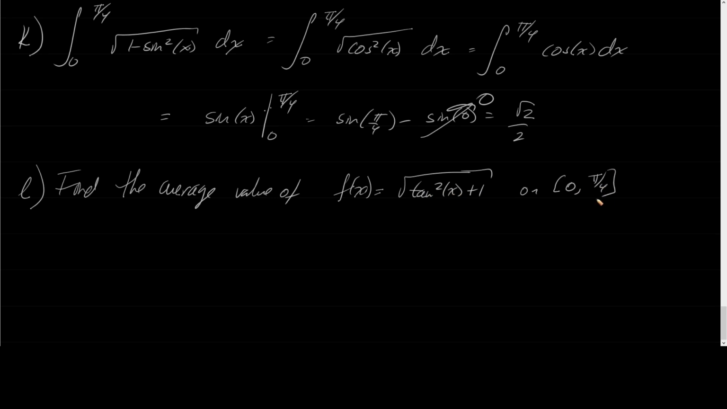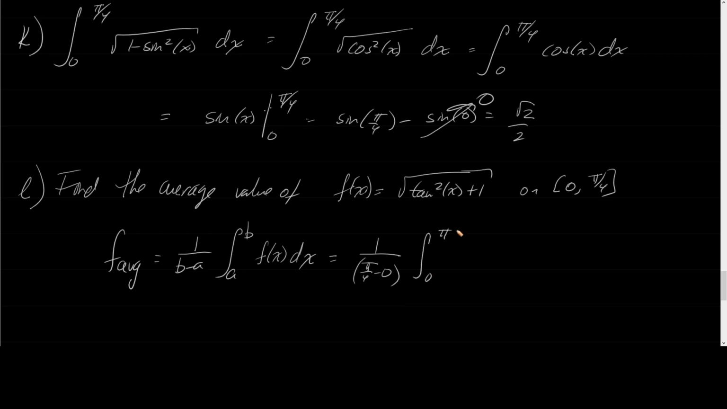All right, so first we need to figure out what the average value formula was. If you remember this, the average value of a function is 1 over b minus a times the integral from a to b of f of x dx. And in this case, what does that mean? This means 1 over pi over 4 minus 0, times the integral from 0 to pi over 4 of the square root of tan squared plus 1 dx.